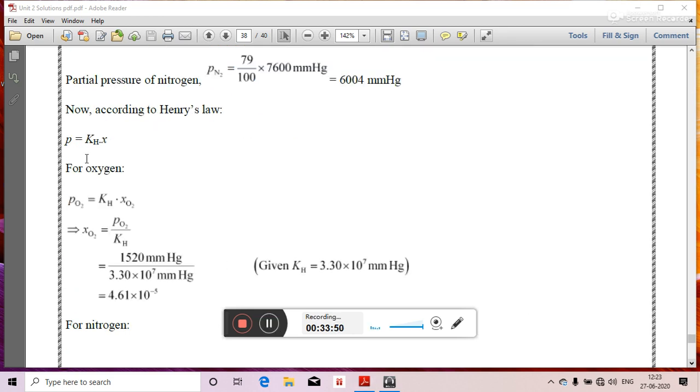Now according to Henry's law, P equal to Kh into X. So for oxygen, it will be partial pressure of oxygen equal to Kh into mole fraction of oxygen. So mole fraction of oxygen equal to partial pressure of oxygen upon Kh. So equal to 1520 upon 3.30 into 10 raised to 7. So that is equal to 4.61 into 10 raised to minus 5.